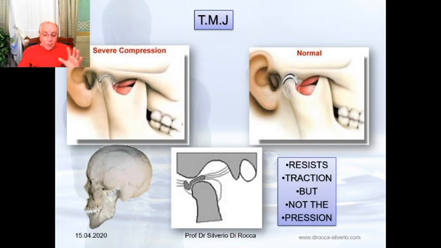The most important thing to understand in TMJs is that this particular joint resists traction very well. That's why you can open your mouth and nothing happens until a limit, obviously. But it doesn't resist increasing pressure inside the joint. That is the big problem.